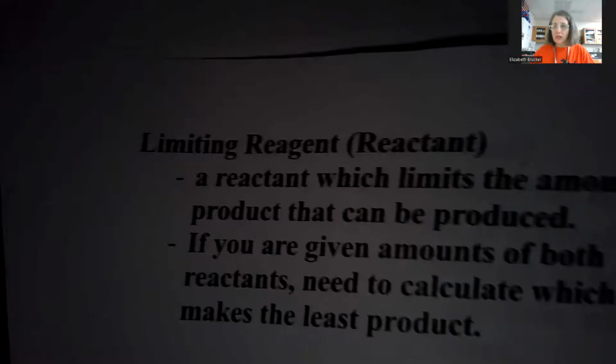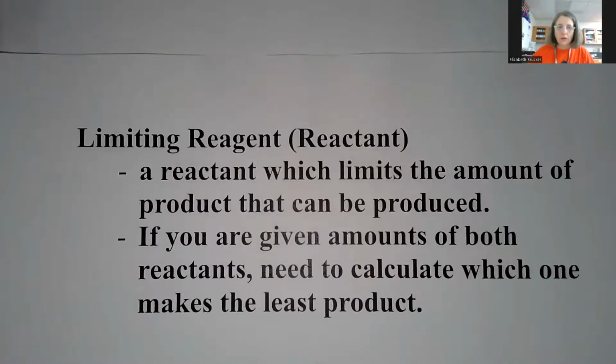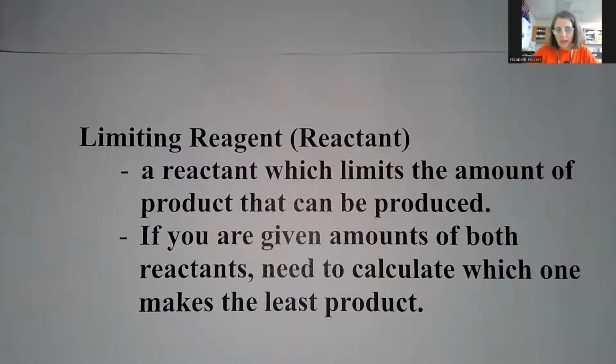So some definitions or things that you need to be aware of. Limiting reagent and limiting reactant: it's a reactant which limits the amount of product that can be produced. So it's exactly what it sounds like. And if you're given an amount of both reactants, you need to calculate which one makes the least amount of product. So there are many different ways you could approach these kinds of problems. There's one way we teach you, but if you find other ways out there, go for it. Whatever seems to work is going to be fine.